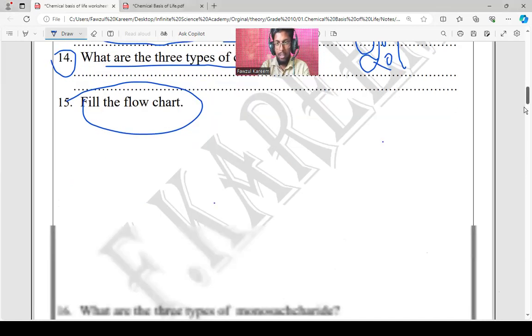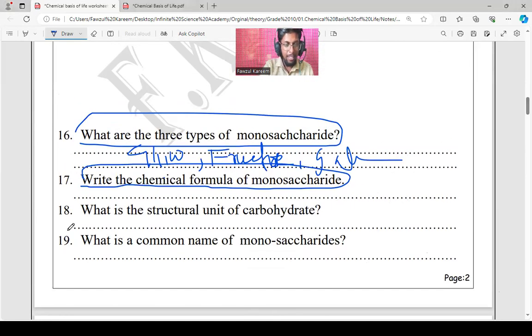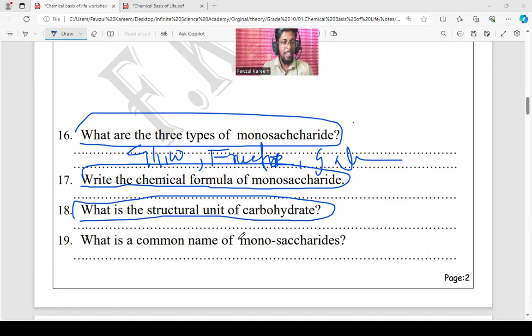Okay, then what is the structural unit of carbohydrate? What is the structural unit of carbohydrate? Can anyone say? Rana Zainab, can you say? What is the structural unit? Anushya, Zikra, Rashida, Amani, Ashnaf, and Priya, can you say what is the structural unit of carbohydrate?